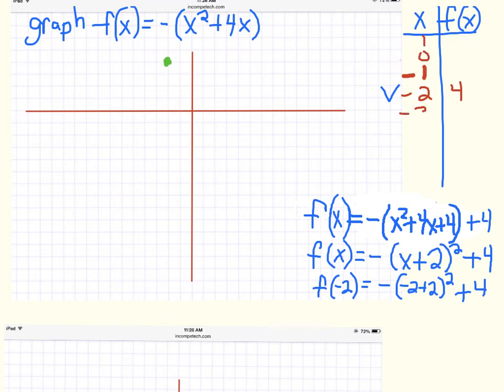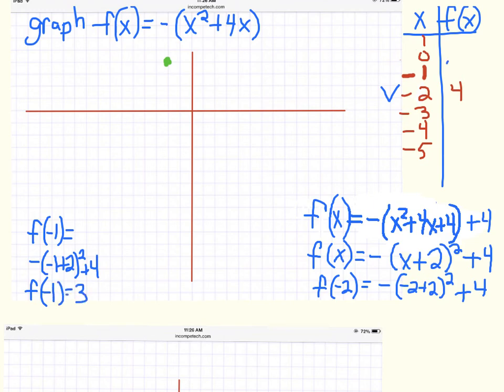And then over here, negative 3, negative 4. As long as I move the same distance on each side of the vertex, I can have these symmetrical pairs. So then let's start with f of negative 1. That's going to equal the opposite of negative 1 plus 2 squared plus 4. Negative 1 plus 2 is 1. 1 squared is 1. And negative 1 plus 4 gets 3.